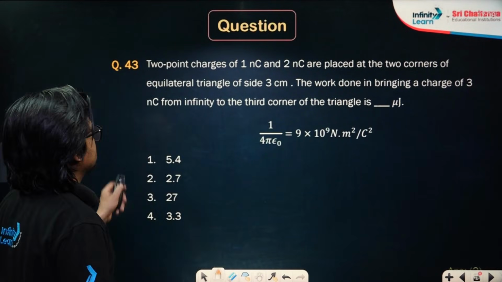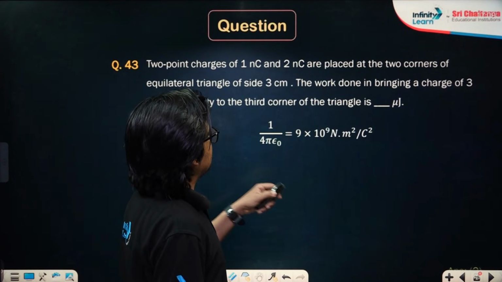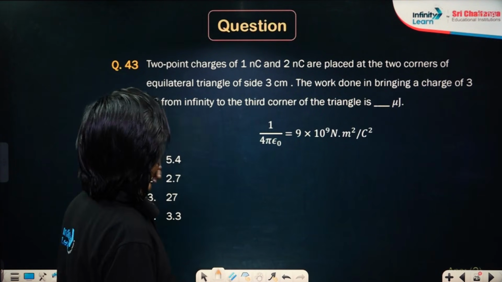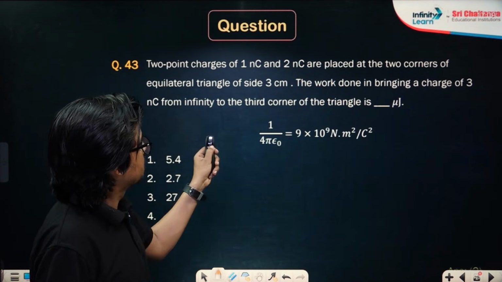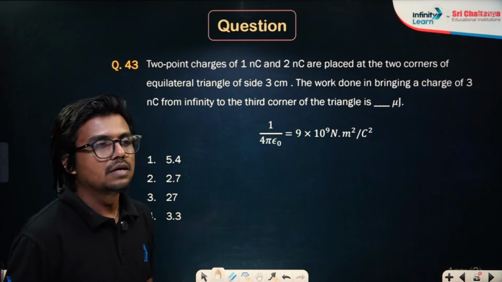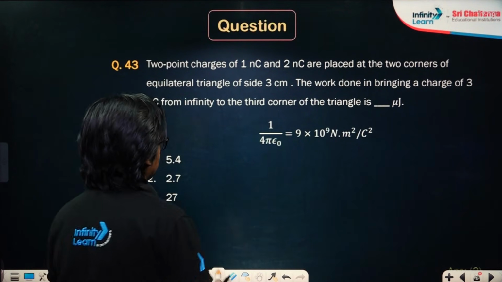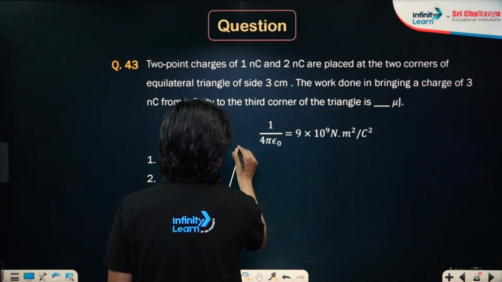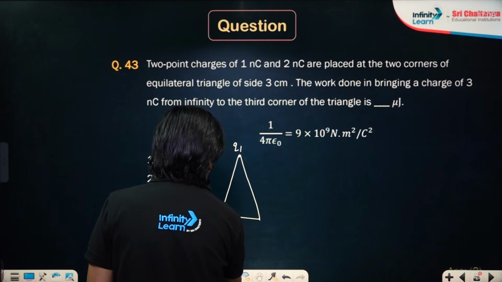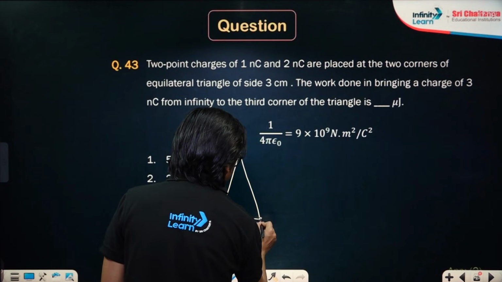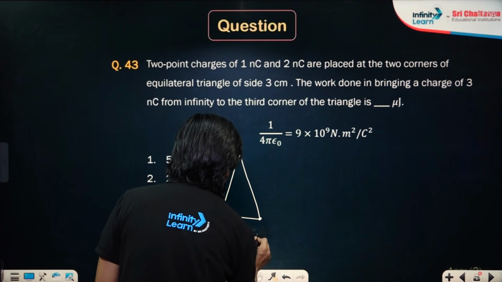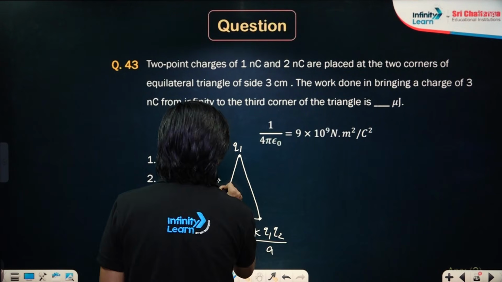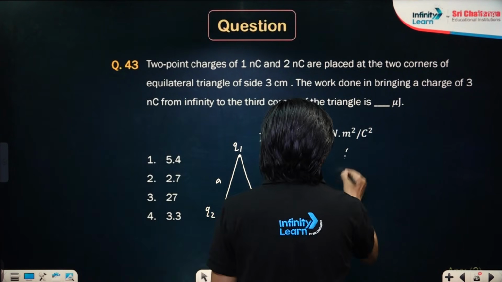Next one. Two point charges, 1 nanocoulomb and 2 nanocoulomb, are placed at two corners of an equilateral triangle of side 3 centimeter. The work done in bringing a charge of 3 nanocoulomb from infinity to the third corner of the triangle is, and you have to find that work done in microjoule. So suppose there is an equilateral triangle given to you initially. Two charges are given, Q1 and Q2. Initially the potential energy of the system is K Q1 Q2 divided by the side, suppose that side is A.